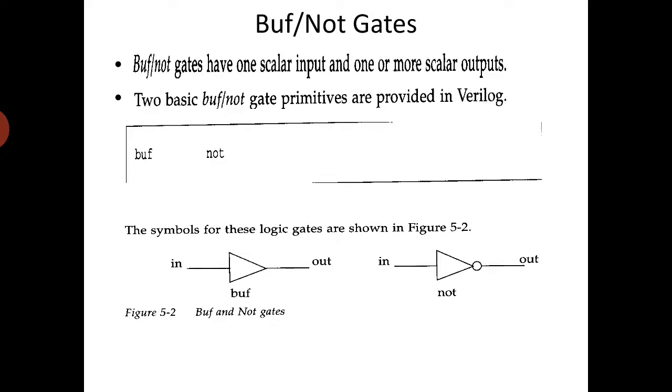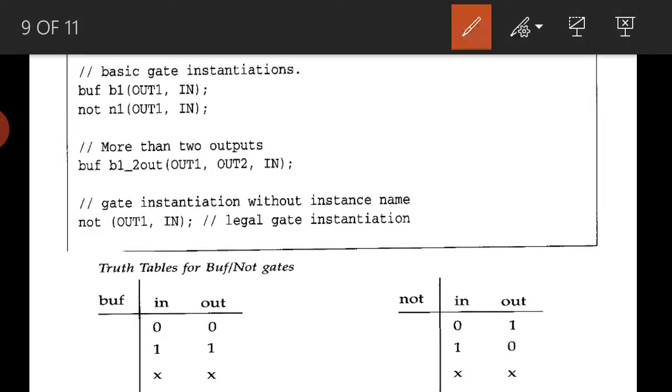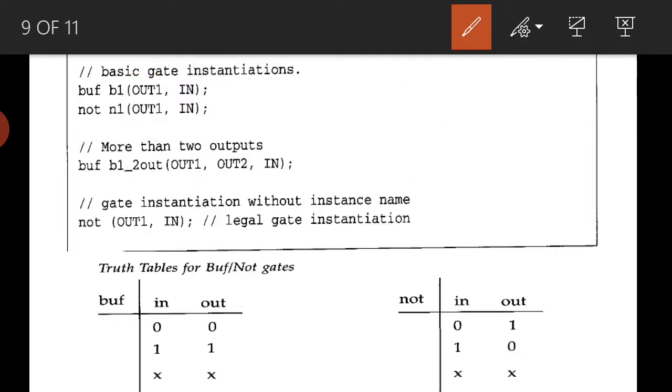Next, how to instantiate buff and NOT. It is similar to AND and OR. For the buffer the keyword is buff, and for the NOT gate it is not. The keyword first, then the instance name, and then the outputs and inputs. Here also we first declare the output, then the input. Similarly for the NOT gate: instance name, output name, and input. This is how we instantiate the buffer and NOT gate.